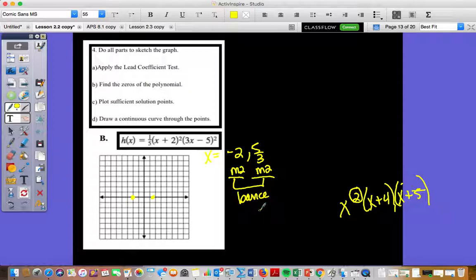And what is my end behavior? Even. Positive. Odd. Even positive. Great, good job. So then, what number do you go off of for the positive part or the even part?